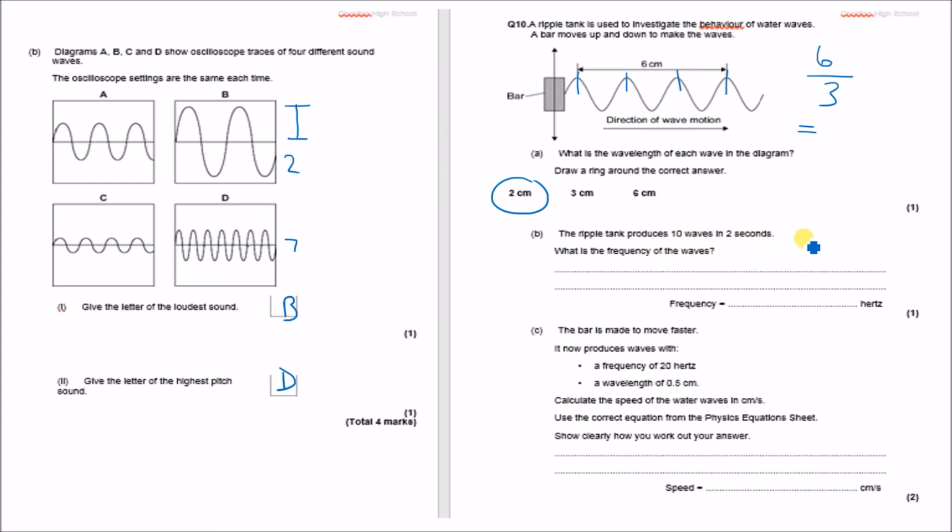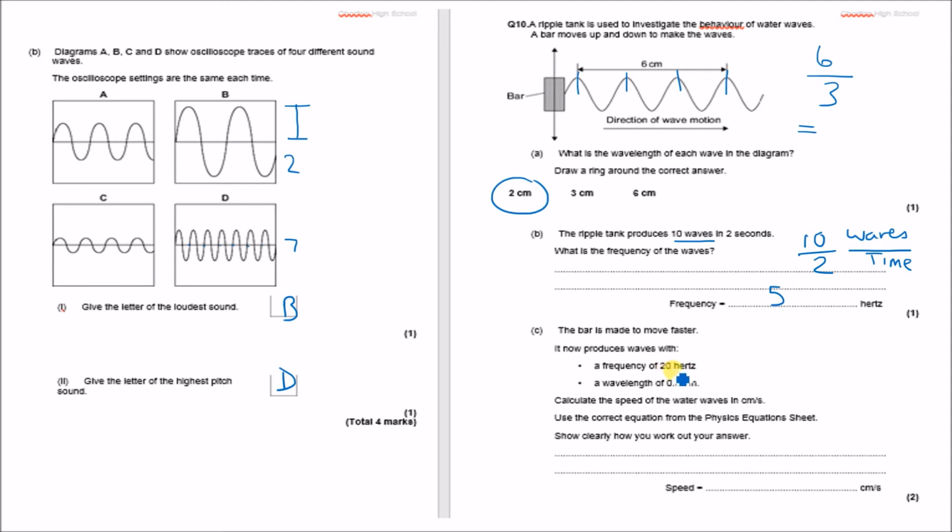The ripple tank produces 10 waves in 2 seconds. So if we've got 10 waves and it's taken 2 seconds, we're going to divide by 2. Frequency is the number of waves per second. There are 10 waves, and it's per the time taken. So it's not in 1 second this time. We're not dividing by 1. It's in 2 seconds. So it's number of waves divided by the time taken. 10 waves, 2 seconds taken. Frequency is equal to 5.